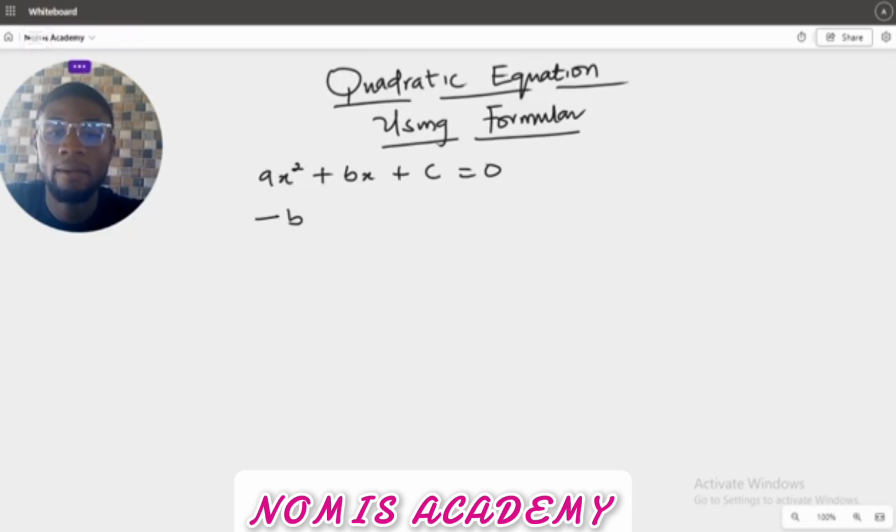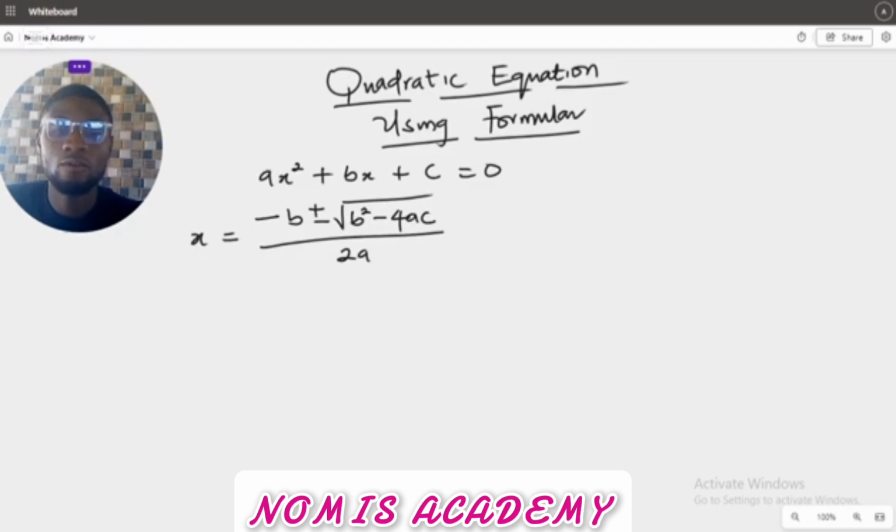minus b plus or minus, so this is how you write plus or minus, the square root of b squared minus 4ac all over 2a. Mind you, this is the value of x. So the value of x is equal to minus b plus or minus the square root of b squared minus 4ac all over 2a. Please make sure you get it.